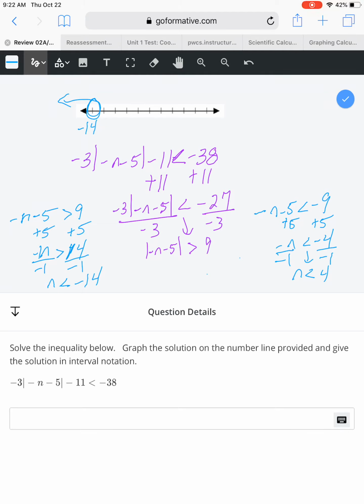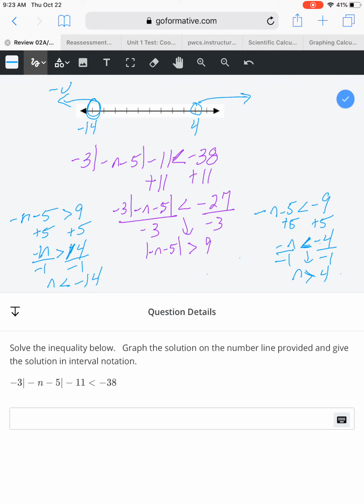Oh, geez Louise, what did I do? I forgot to switch this one. I am so sorry, guys. This one right here. I knew I did something wrong because I had the arrows going in the same direction. Okay, I said switch it, but this should actually be greater than 4. And so I just put a circle at 4. The number lines on the test will be accurate. So 4 and it's greater than, so it's going to go to the right.